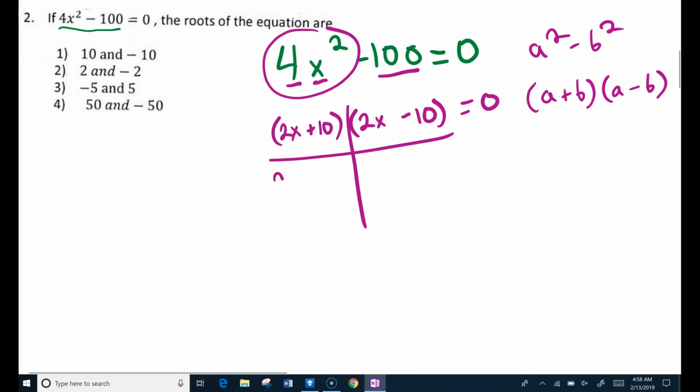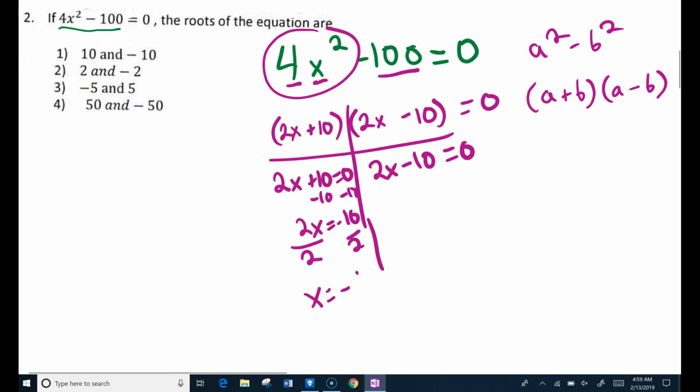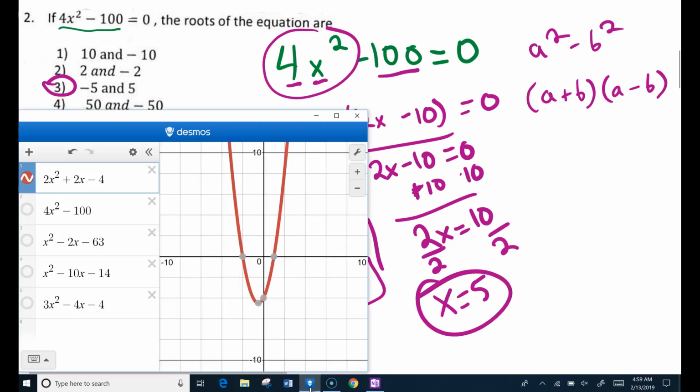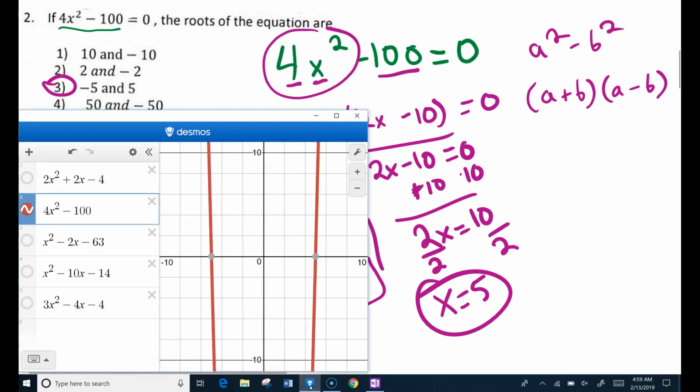So once you get to this point, you tee it off, and you set both parts equal to 0. So when I subtract 10 on this side, I get 2x equals negative 10, and when I divide by 2, I get x equals negative 5. So already I can see that my answer choice is going to be 3, but I'm just going to double check by keeping going here. So when I add 10, I get 2x equals positive 10, and when I divide by 2, I get x equals 5. And as always, you could double check yourself just by graphing this in your calculator to make sure it crosses at 5 and negative 5.